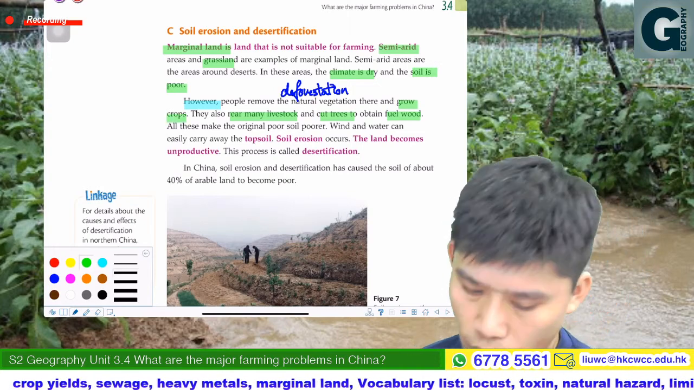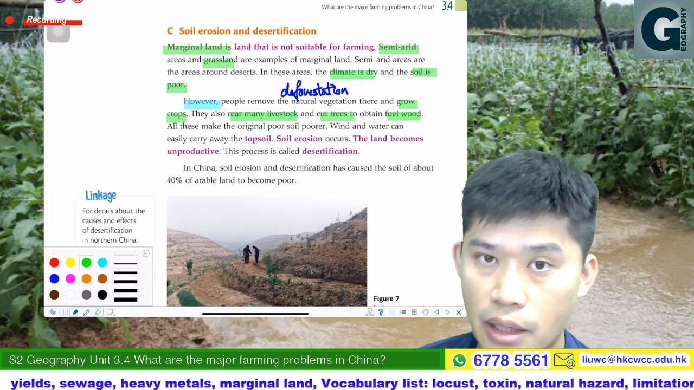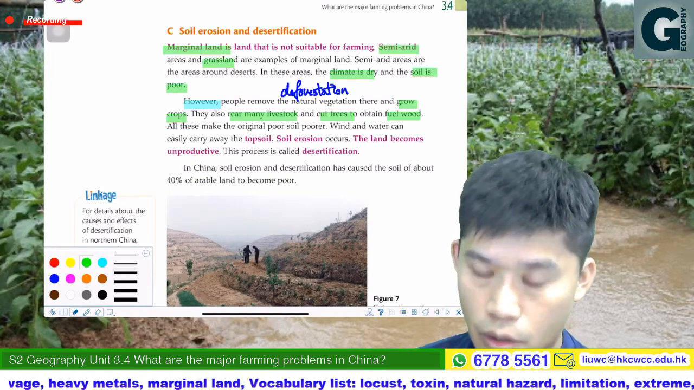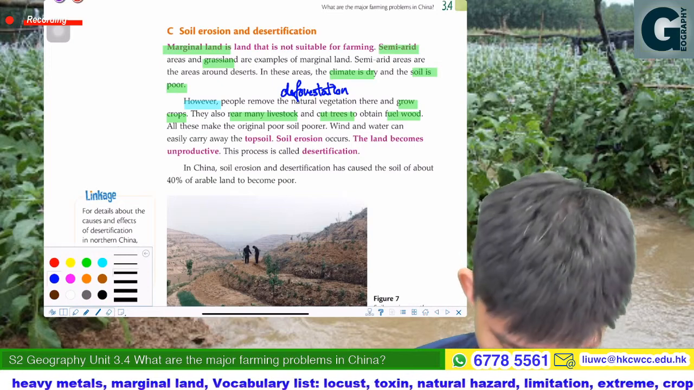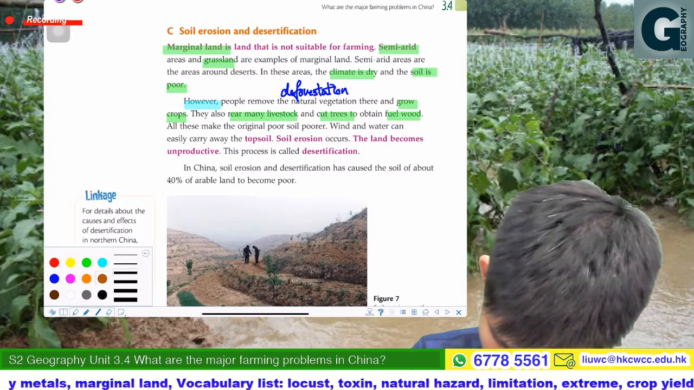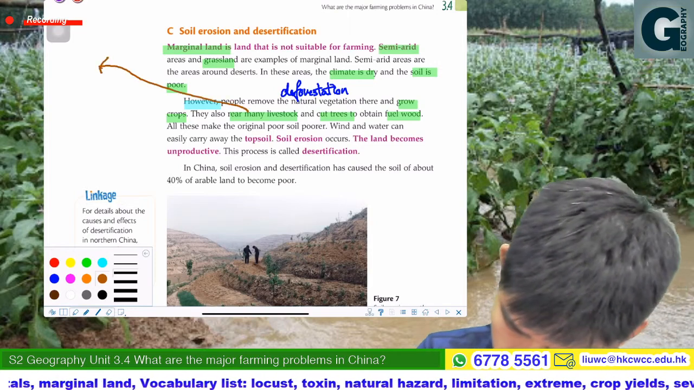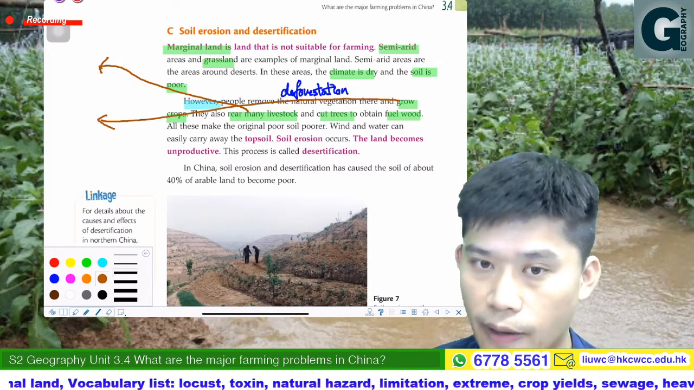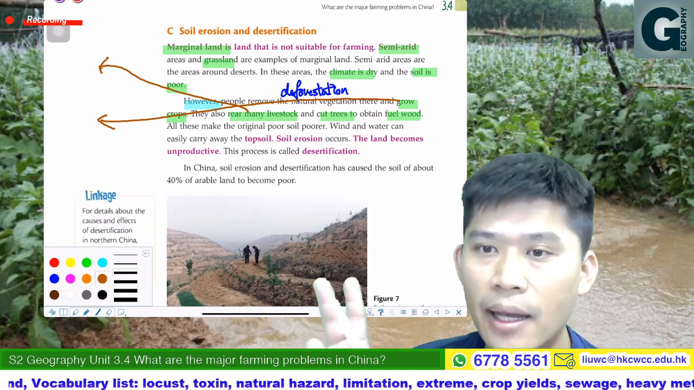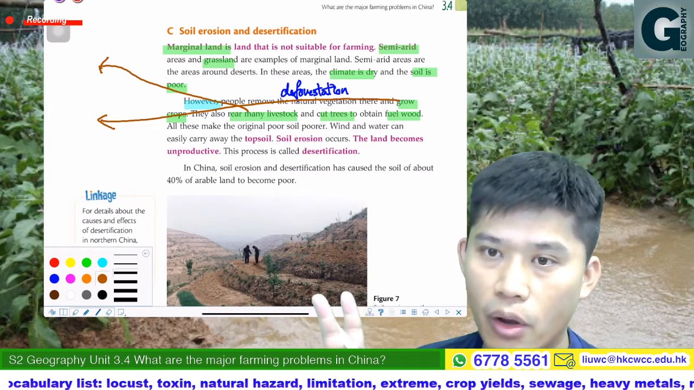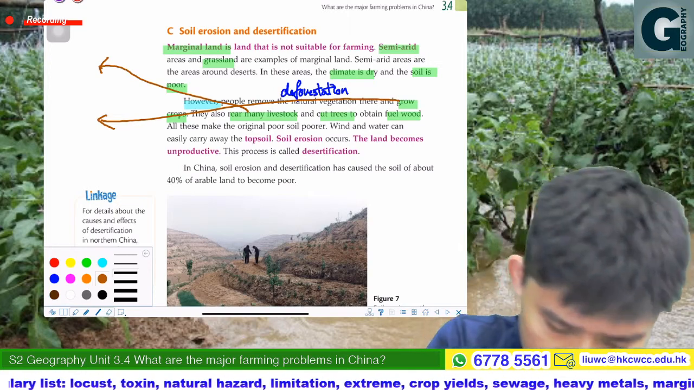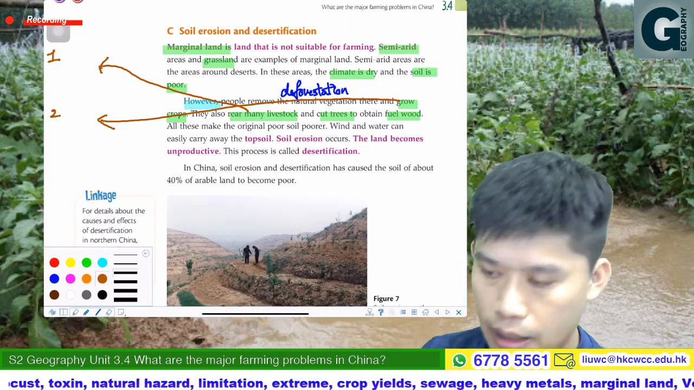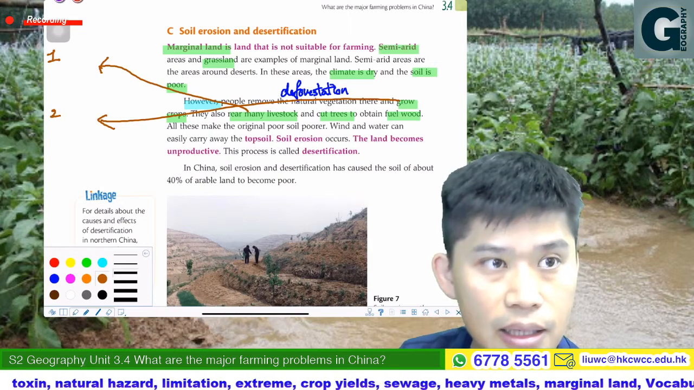Okay. So I hope you still remember. Okay. So all these make the original soil poor. Okay. Wind and water can easily carry away the topsoil. Okay. So therefore, I may ask you 2 questions. Okay. These 2 processes actually indicate 2 poor farming practices we have studied before. Okay, can you tell me what are they? I hope you still remember. Can you tell me what are they? Can you type the answer in the live chat?